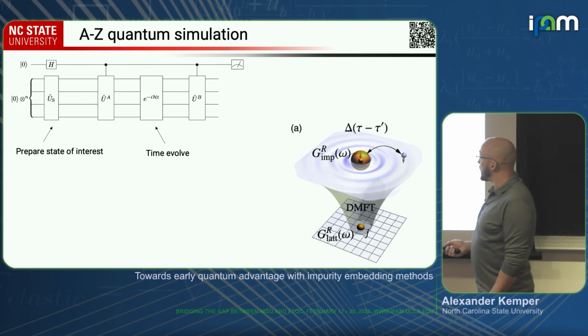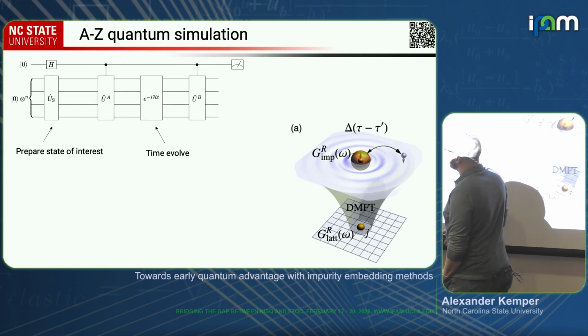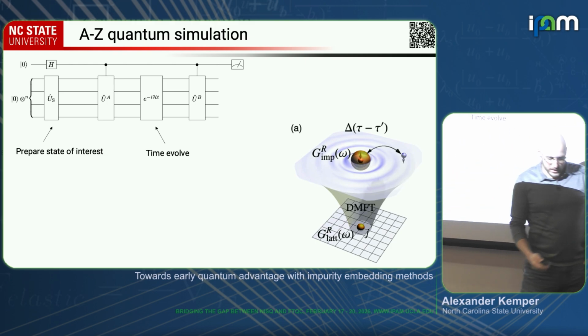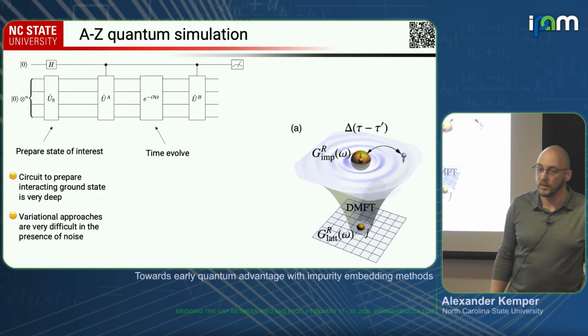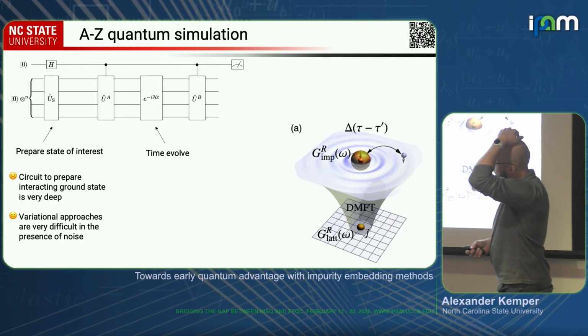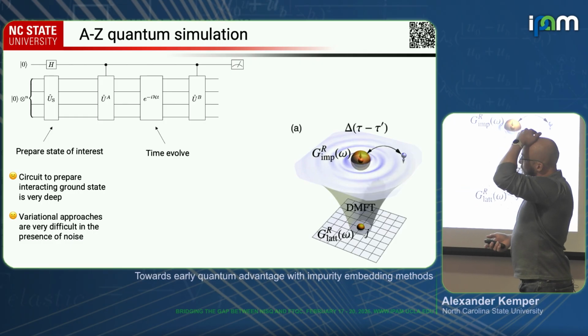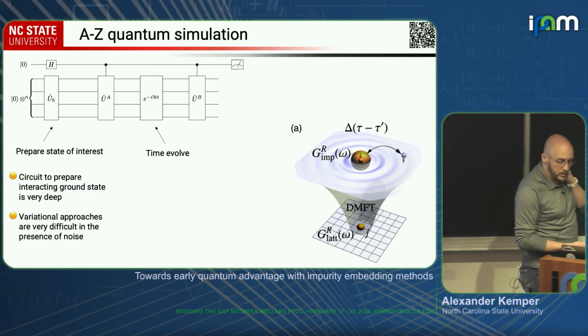What I want to tell you about today is how we're going to address these bits that I just pointed out. Because you have to prepare a state. This is hard. Why is it hard? Well, it's an interacting state. Yes, okay, it's for an impurity model, but it's nevertheless interacting, so you have to prepare a ground state for that. That's not easy. Variational approaches, we know what all the issues are, barren plateaus, and that sort of stuff.